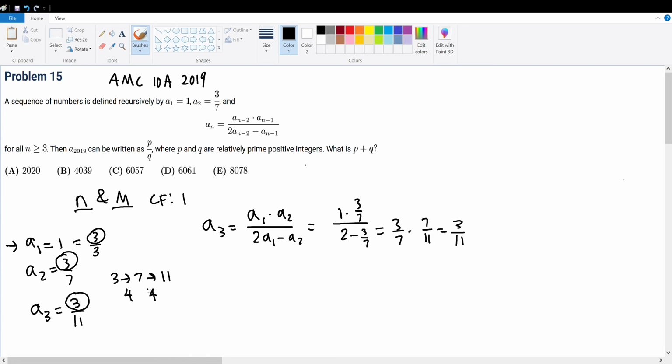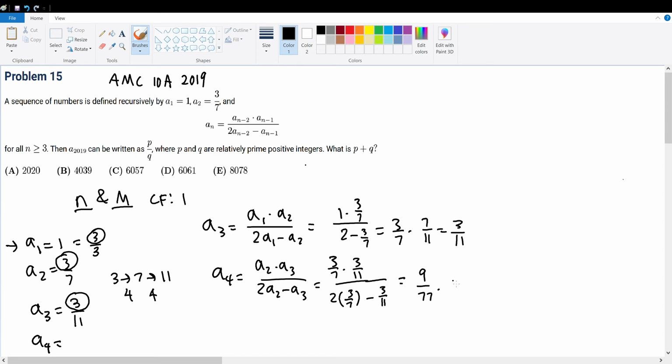But let's see if this actually holds by testing for A sub 4. So A sub 4 will be the same thing as A sub 2 times A sub 3 over 2 times A sub 2 minus A sub 3. So this is 3 over 7 times 3 over 11, over 2 times 3 over 7 minus 3 over 11. This is the same thing as 9 over 77 times 77 over 66 minus 21, which is 45, which is the same thing as 9 over 45, which we can simplify to 1 over 5. So A sub 4 is nothing more but 1 over 5.